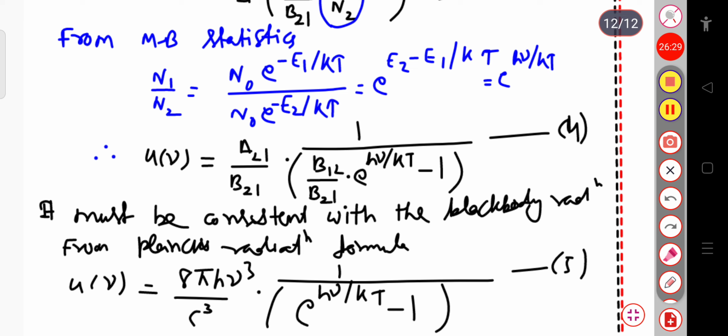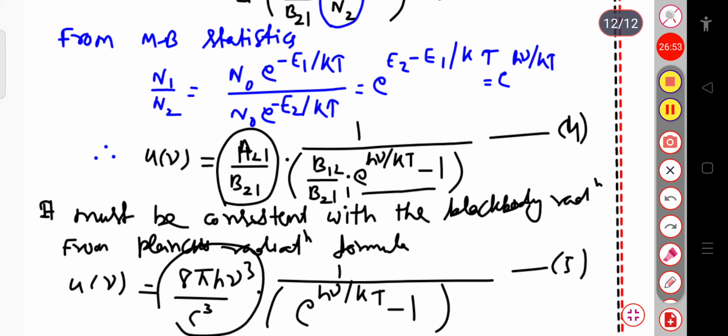Now if we compare equation 4 with equation 5, here you can see the value of this coefficient A21 by B21 is nothing but 8 pi h nu cube by c cube. Again, this is exponential h nu by kT, and here also exponential h nu by kT, and here minus 1, and here also minus 1. So the coefficient of exponential h nu by kT in equation 4 is B12 by B21, and in equation 5 this is 1. So the value of B12 divided by B21 will be equal to 1.